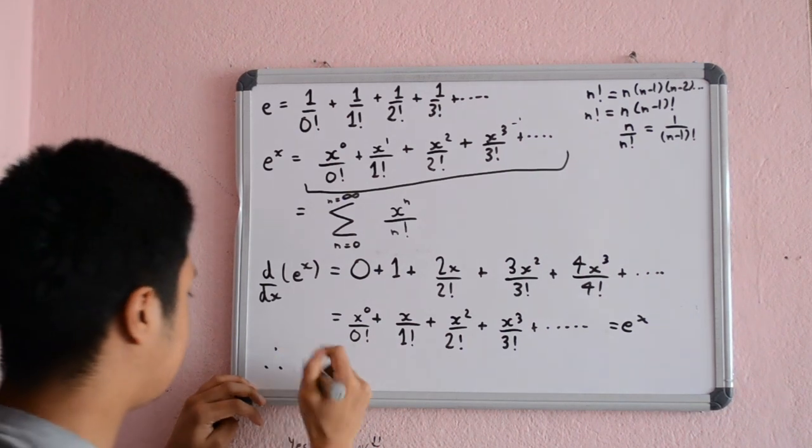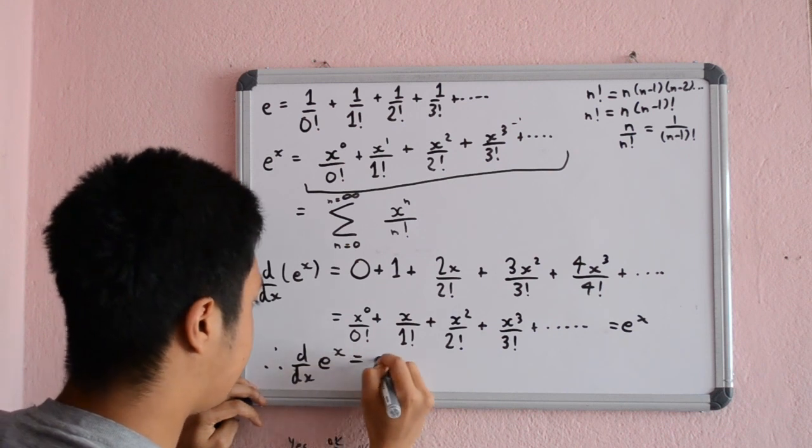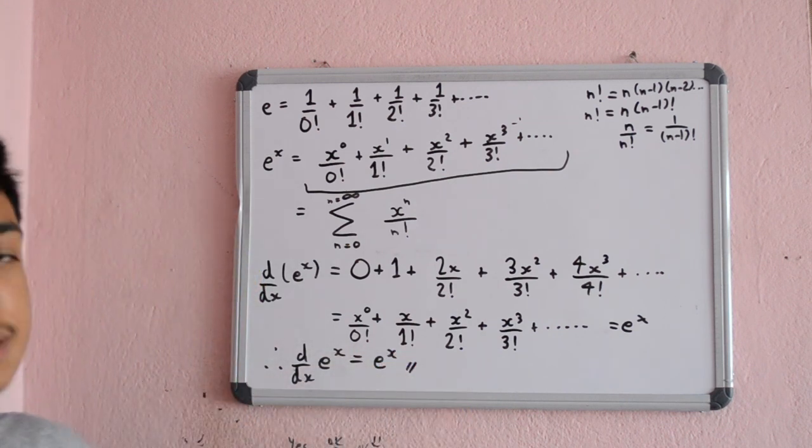And finally, from here, we get that the derivative of e to the power x is just e to the power x itself. So this is the proof by expansion.